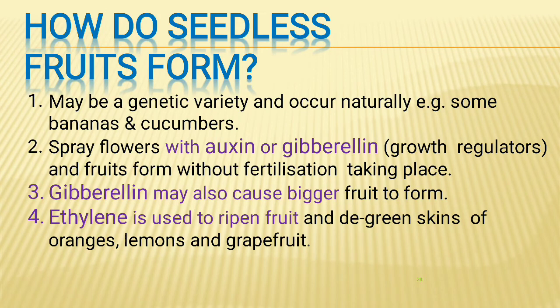How do seedless fruits form, other than these two, that is genetically and by auxin, and even gibberellin also? We can read these points. It may be a genetic variety, or occur by natural occurrence. For example, some bananas and cucumbers, you cannot see seeds, right? Spray flowers with auxins or gibberellins, that is growth factors, and the fruits are formed without fertilization. That is parthenocarpy, which happens when we spray auxins and gibberellins. Gibberellins may also cause bigger fruit to form. I told you already.